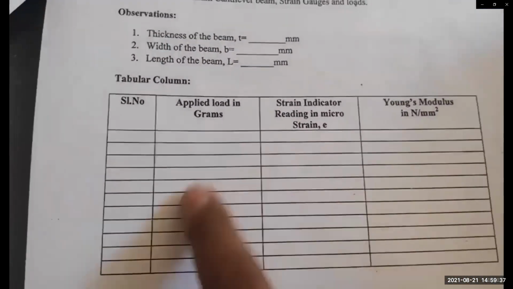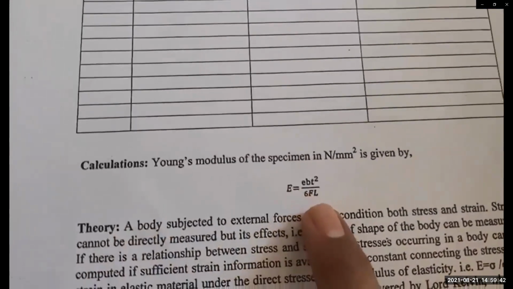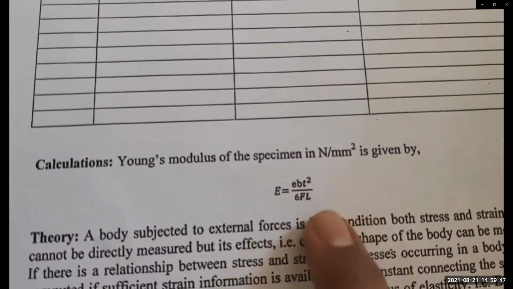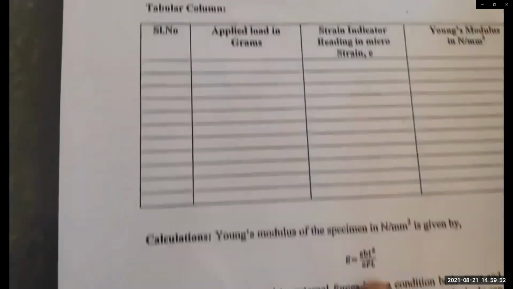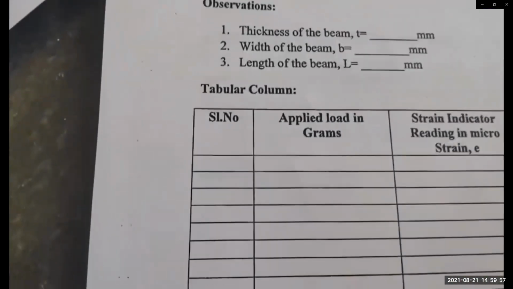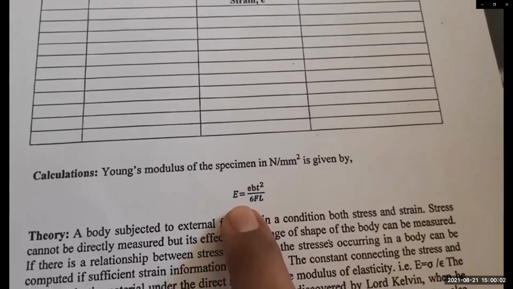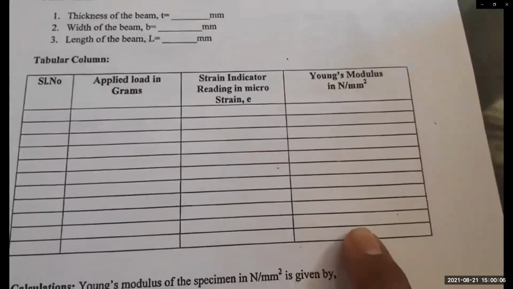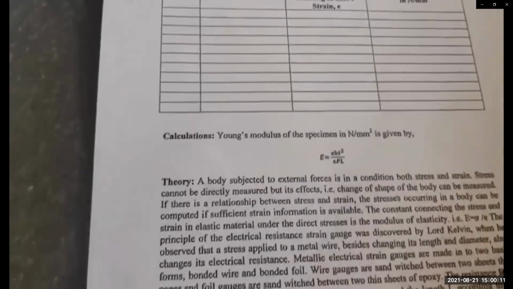Once the tabular column is done, you have to do the calculation using the formula given here. So small e is your microstrain, B, T and L are the initial observations that you have made, and capital F is the load. So for the corresponding load, you calculate the Young's modulus, that will be E. Like this you will get 10 Young's modulus readings. The average of those 10 Young's modulus readings will be your final result.